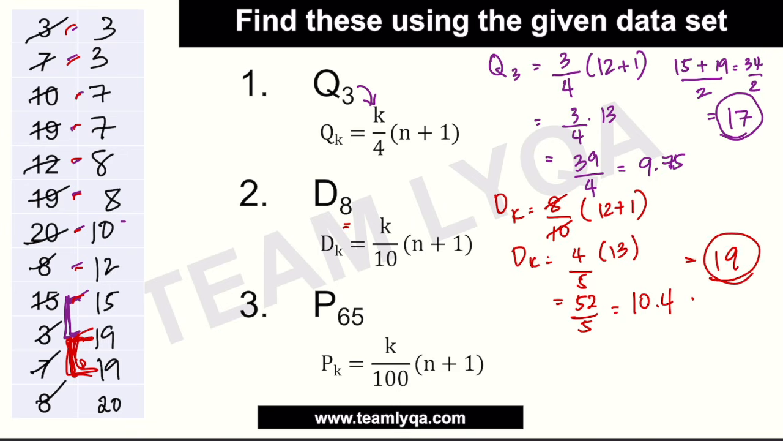Okay? Now, dito na tayo sa huli. Sa percentile, same thing. So, substitute lang natin siya doon sa K. P sub 65 or 65th percentile is equal to 65 over 100 times 12 plus 1. Or, yung 65 naman divided by 100, pwede na natin i-divide both sides by yung taas and baba ng 5. So, that is going to give us 13 over 20 times another 13. So, 13 times 13 is 169 all over or divided by 20. So, 169 divided by 20 is 8.45.